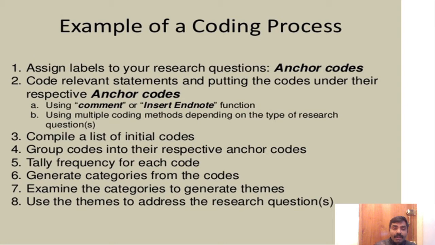Say for example, with reference to the income category, under that you have got rural, urban, semi-urban, semi-rural. In that again, low income group, middle income group, high income group. So multiple coding is required. The third rule is to compile a list of initial codes.